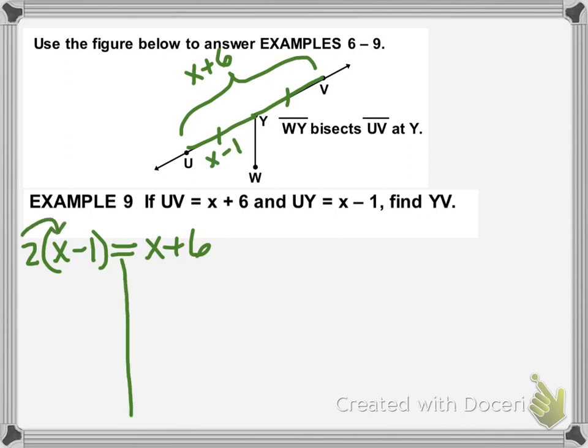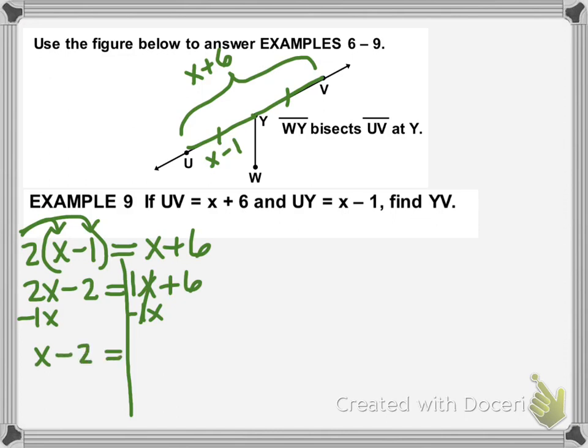So the first thing we need to do is distribute that 2. 2 times x is 2x. 2 times negative 1 is negative 2. And that equals x plus 6. Now we'll move our x's to the same side. I'm going to move them to the left this time. That 1x on the right, I'm going to move by subtracting 1x from both sides. 1x minus 1x is 0. 2x minus 1x is 1x, or just x. And I still have minus 2 on the left and 6 on the right. Last thing to do is move that minus 2 to the right by adding it to both sides. So x equals 8. 6 plus 2 is 8.